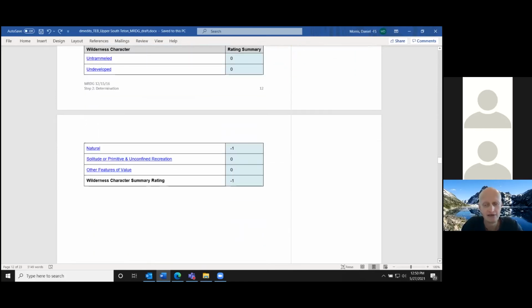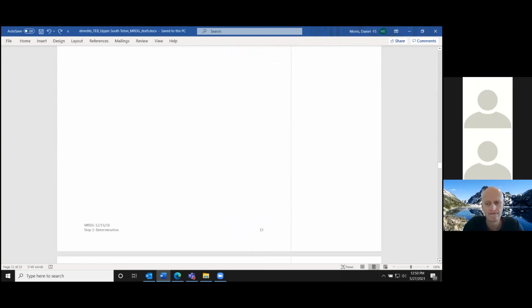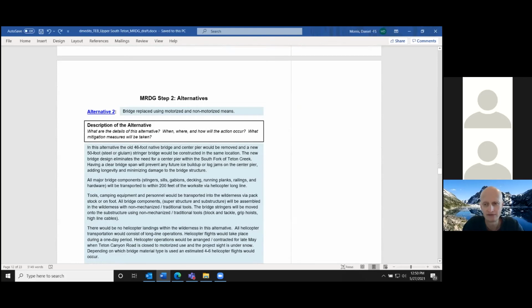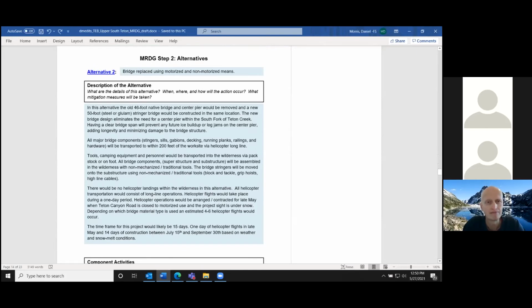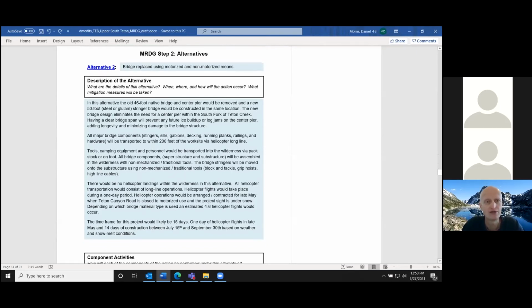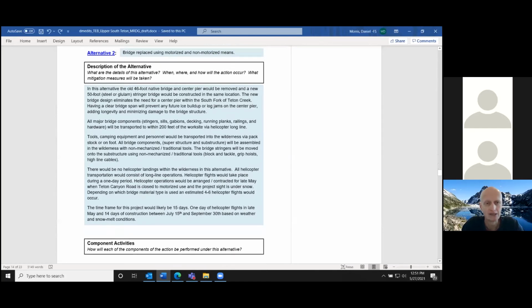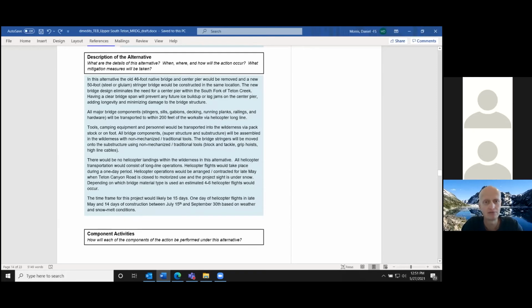All right, moving down. Hopefully the rapid scrolling isn't giving anyone vertigo. All right, so alternative 2 is replacing the bridge using motorized and non-motorized means. So alternative 2 is using a helicopter to bring in a new stringer bridge or components of a new stringer bridge that will be assembled at location.